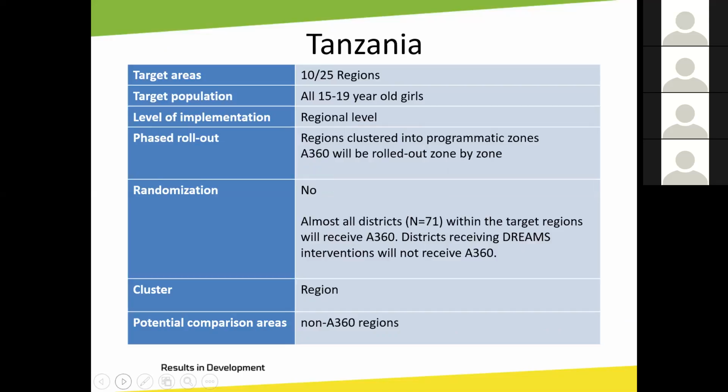There are no plans for randomization, as almost all districts within their target regions will receive A360. The exception being areas that will receive DREAMS, which is another HIV prevention intervention for young girls. So in Tanzania, we understand the cluster would be the region, and so potential comparison areas would be non-A360 regions. So these details may become clearer when I understand things a little bit better after my visits to Tanzania and Ethiopia next month. Next slide, please.